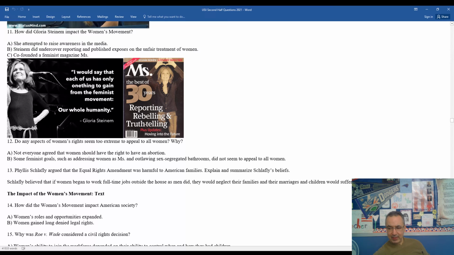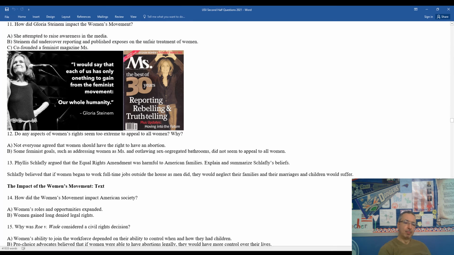A conservative counterpart to Gloria Steinem was Phyllis Schlafly. She argued that equal rights were harmful to American families. She believed that if women began to work full-time jobs outside the home, as men did, they would neglect their families, and their marriage and children would both suffer. Now, obviously, that's something that's been proven to be a false statement, but that was the mindset and the belief system of some people during that period of time in history.